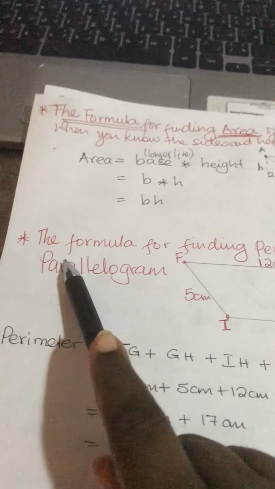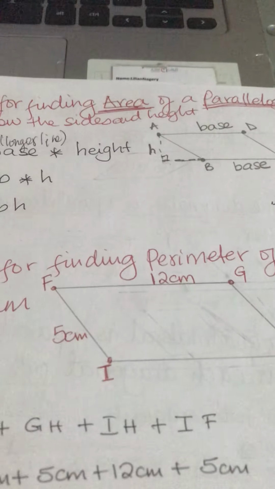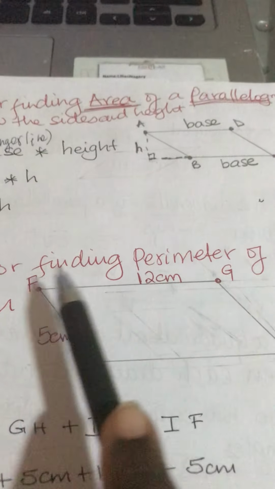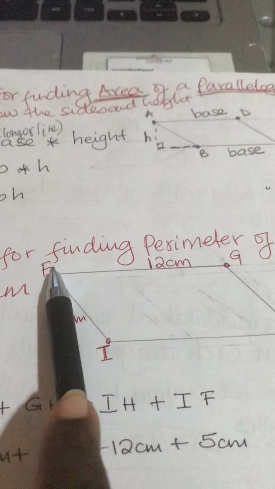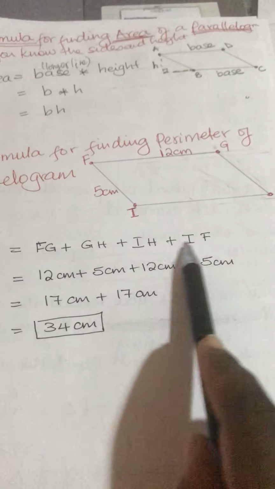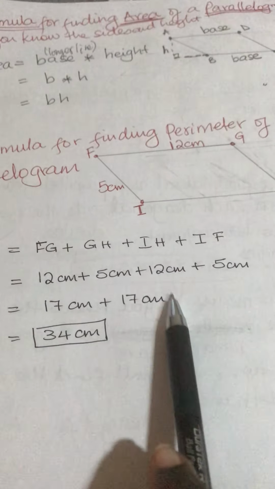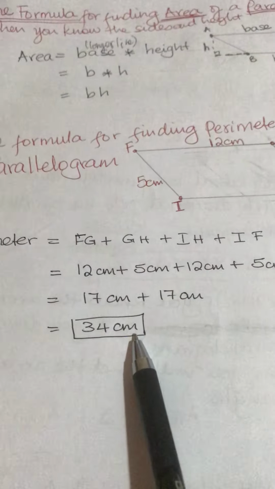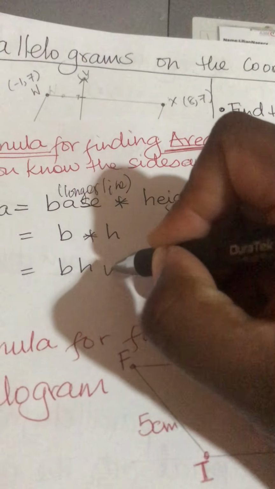Now the formula for finding perimeter: just add all the sides. So if I want the perimeter of a parallelogram, I will do FG plus GH plus HI plus IF. That's all I wrote. For perimeter, I put my side lengths, I added my dimensions, and there is my answer together with the units. Don't forget area is unit squared.